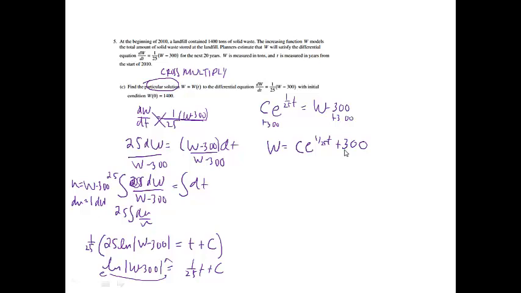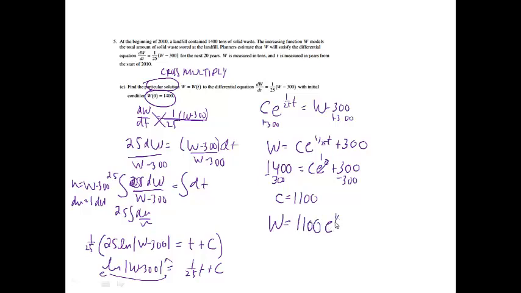Okay, so I pretty much have it solved. I would like to now find my C. So they gave me the initial condition W of 0 equals 1400, so I'm going to have 1400 equals C e to the 0 plus 300. That will just be 1, so I'm going to subtract 300. So I'll get C is equal to 1100. So my final equation is going to be W equals 1100 e to the 1/25 t plus 300, and I'm good to go.